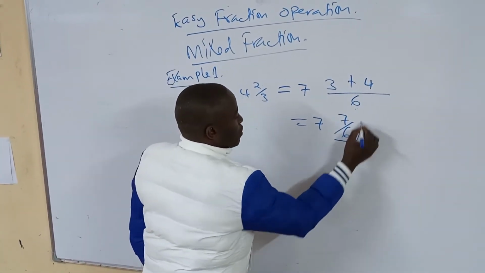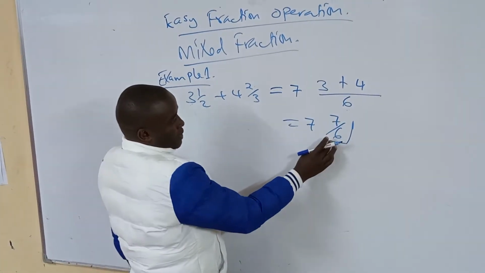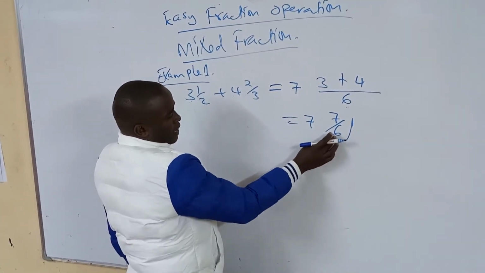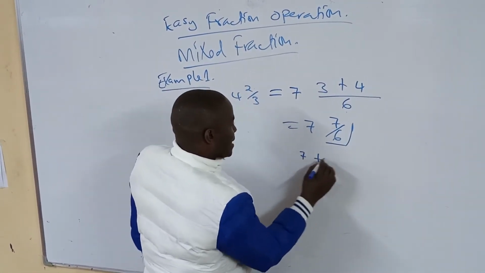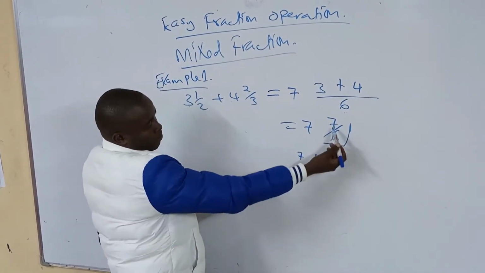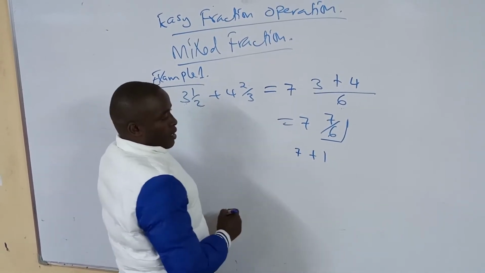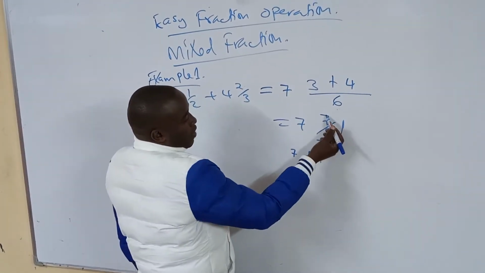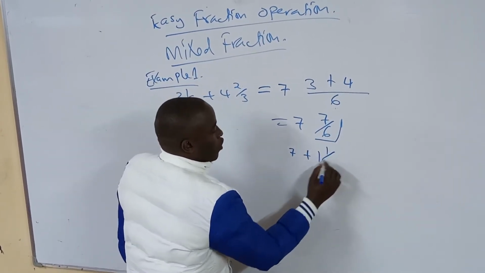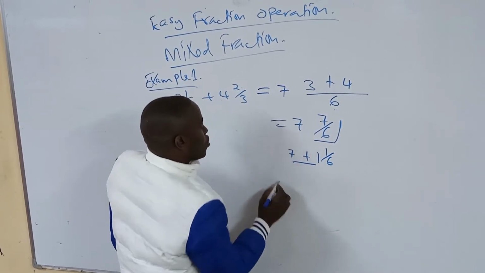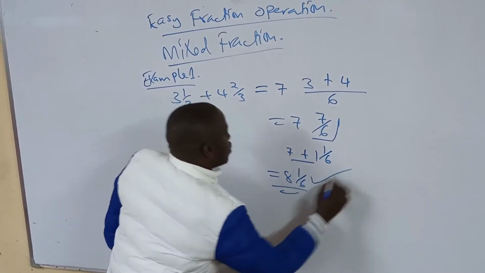So you have to change this improper fraction into a mixed fraction. So 7 all over 6. How many times can 6 go into 7? It's just 1. 6 goes into 7 1 time, so first of all, write 1 as a number. Then 7 minus 6, it remains with 1. So we shall have 1 and 1 over 6. We add the whole numbers, and the answer becomes 8 and 1 over 6. So that is the simplest way of solving.